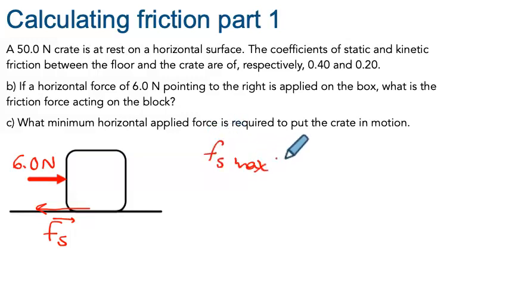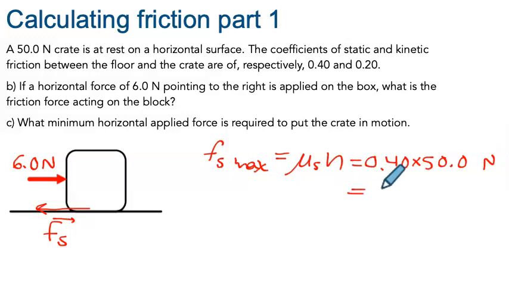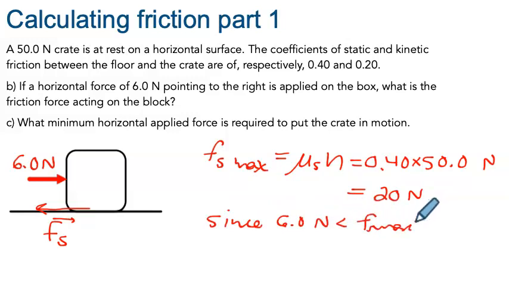To find the maximum static friction, we just do μs times the normal. In here, this will be 0.4 times the 50 Newton, which is the normal of the crate. So we get a value of 20 Newton. You see that Fs max is indeed greater than the applied force. Since 6 Newton is smaller than Fs max, we know that it will stay at rest.